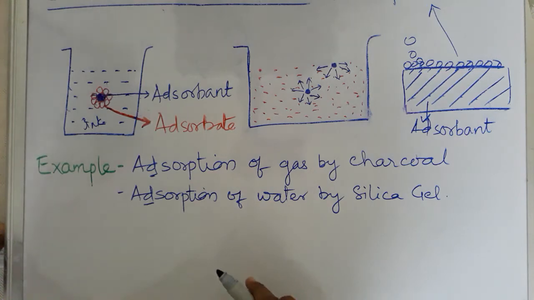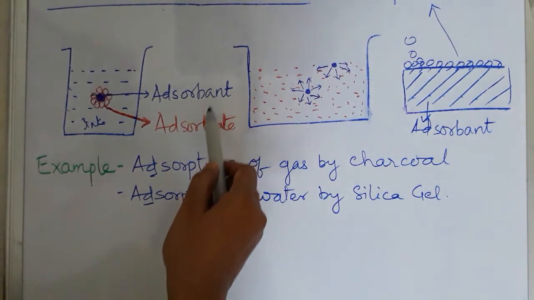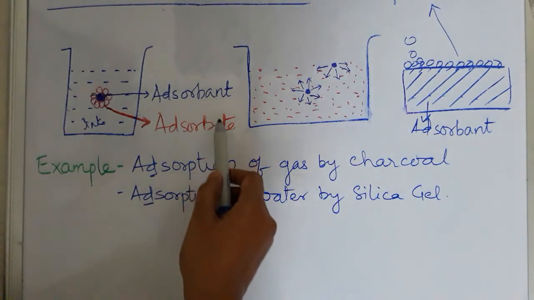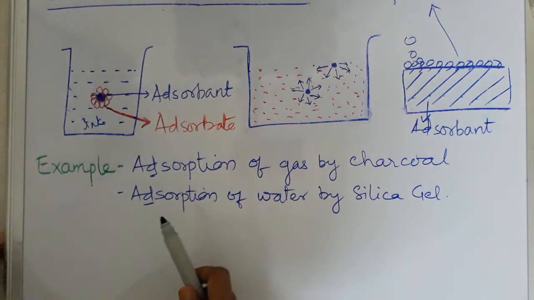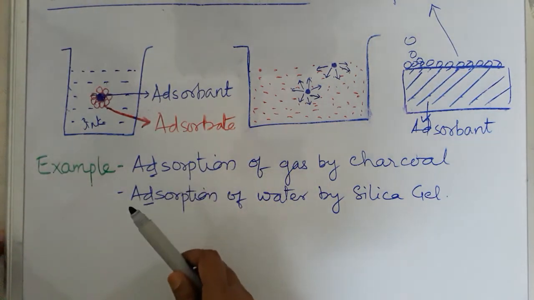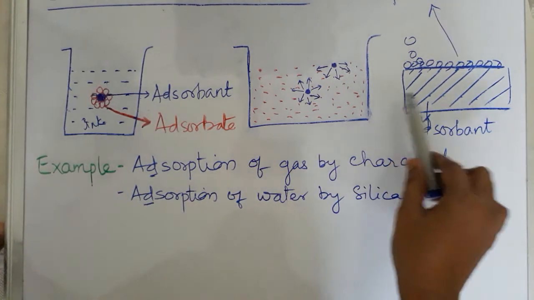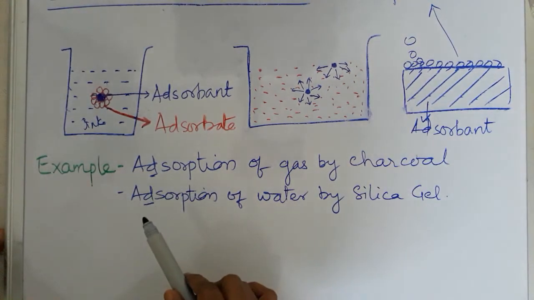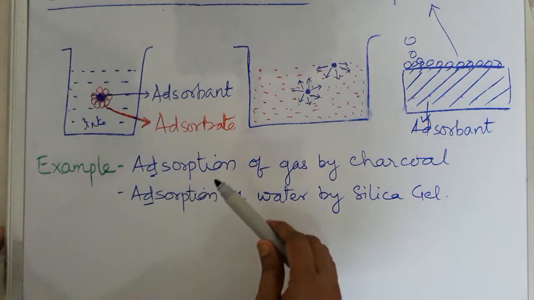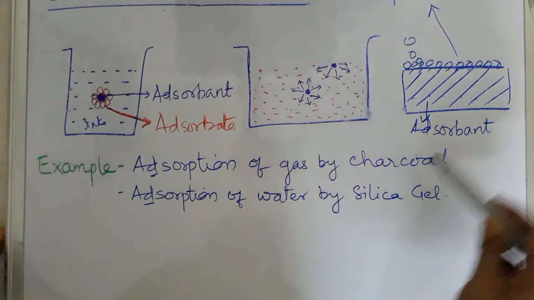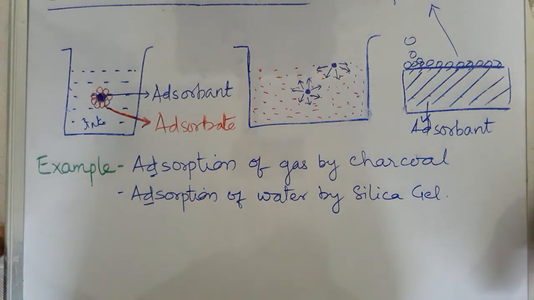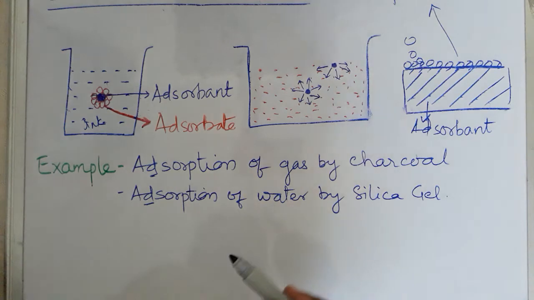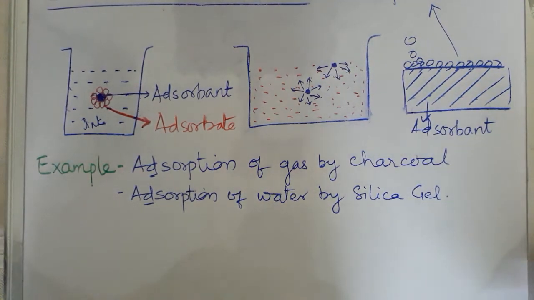So adsorbate and adsorbent are the two components of adsorption, and for adsorption to take place, the surface of the adsorbent has some active sites, as a result of which the particles of the adsorbate get accumulated on its surface.